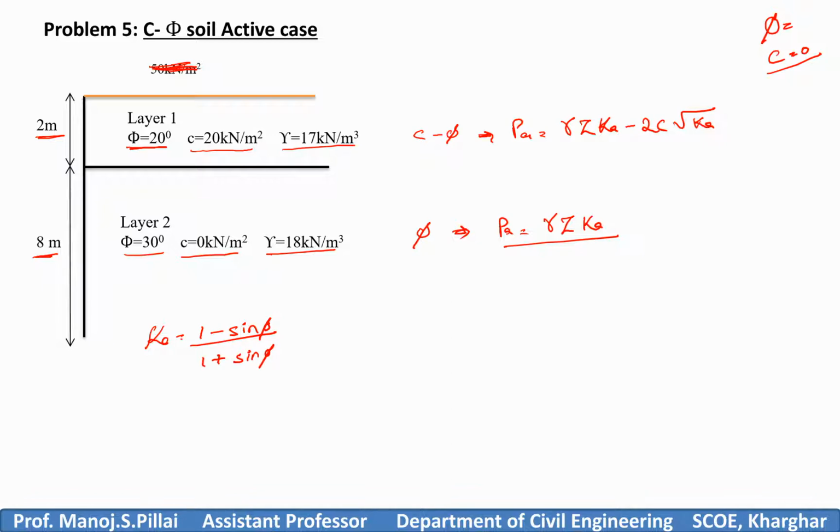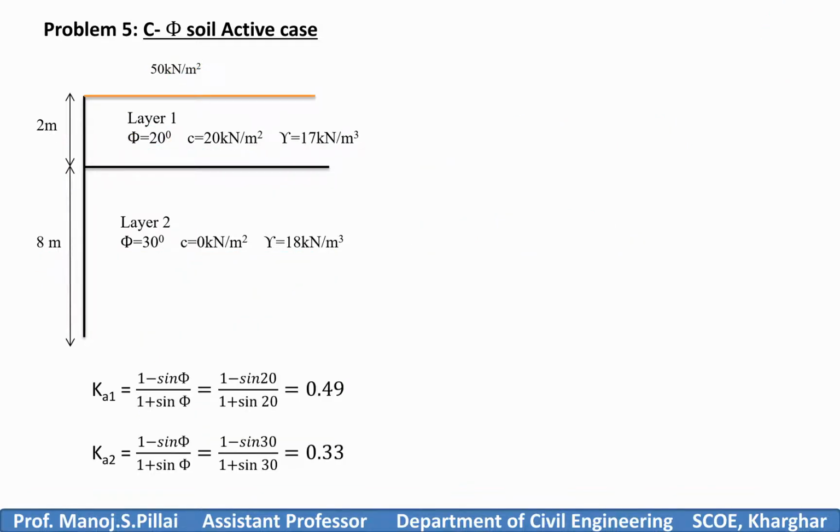It remains the same. Now, there are two layers, so I am calling Ka1 and Ka2, each equal to 1 minus sine phi divided by 1 plus sine phi. I have my phi 1 equal to 20 for layer number 1, and my phi 2 equal to 30. I will just put these in and get some values. Ka1 I have got by using 20, and Ka2 by using 30. That is this one. I made a mistake here by accident, I am very sorry for it.